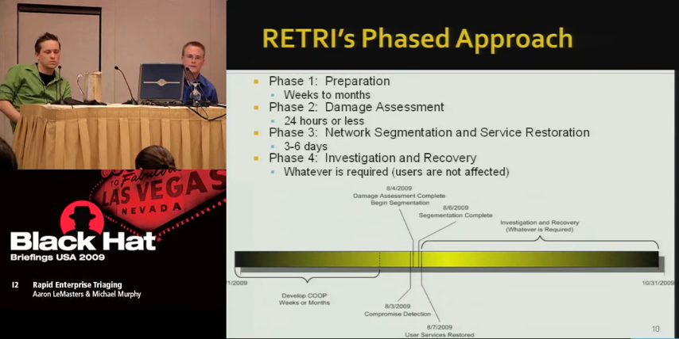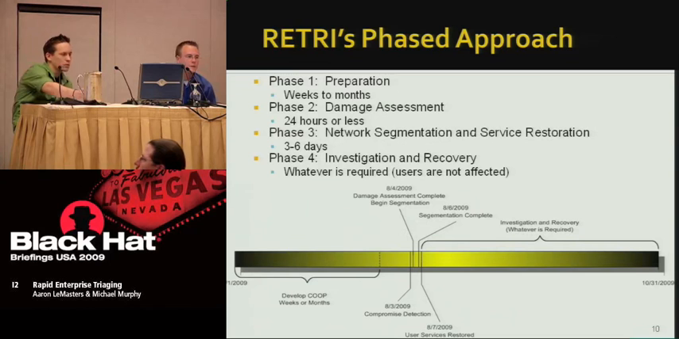Phase 2 is your sort of damage assessment. This is when you realize you have a problem. Your signature's gone off somewhere in the network, either host or network-based, and you've got to decide what your response is going to be. Hopefully, you can gather enough data to figure out scope and all that within 24 hours or less. And then phase 3 is really where the meat of the methodology comes in.